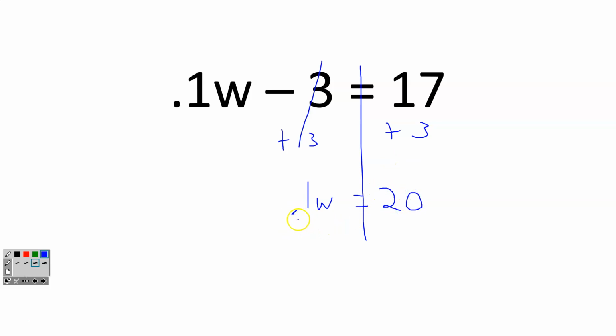So now I need to get rid of that 0.1. So the opposite of multiply would be to divide. So I'm going to divide both sides by 0.1. And when I do 20 divided by 0.1 on my calculator, I get an answer of w equals 200.